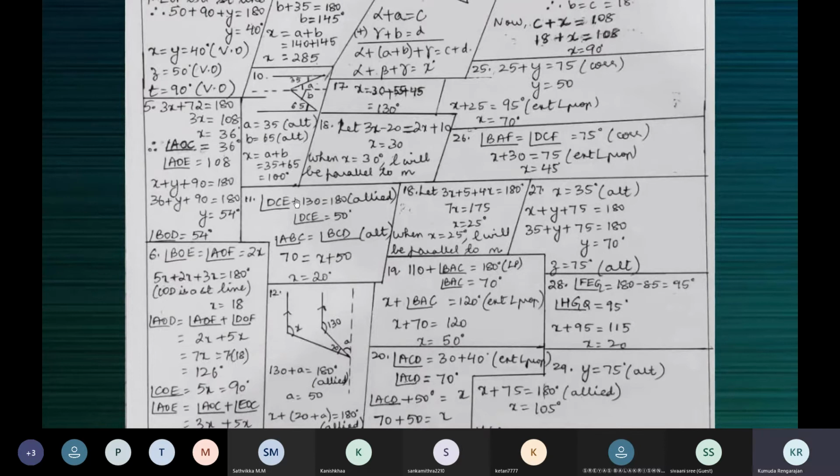You can see the answer here. You should mention the parallel lines and transversal. First, mention the parallel lines and the transversal. The sum of these two angles is 180 because they're allied angles.